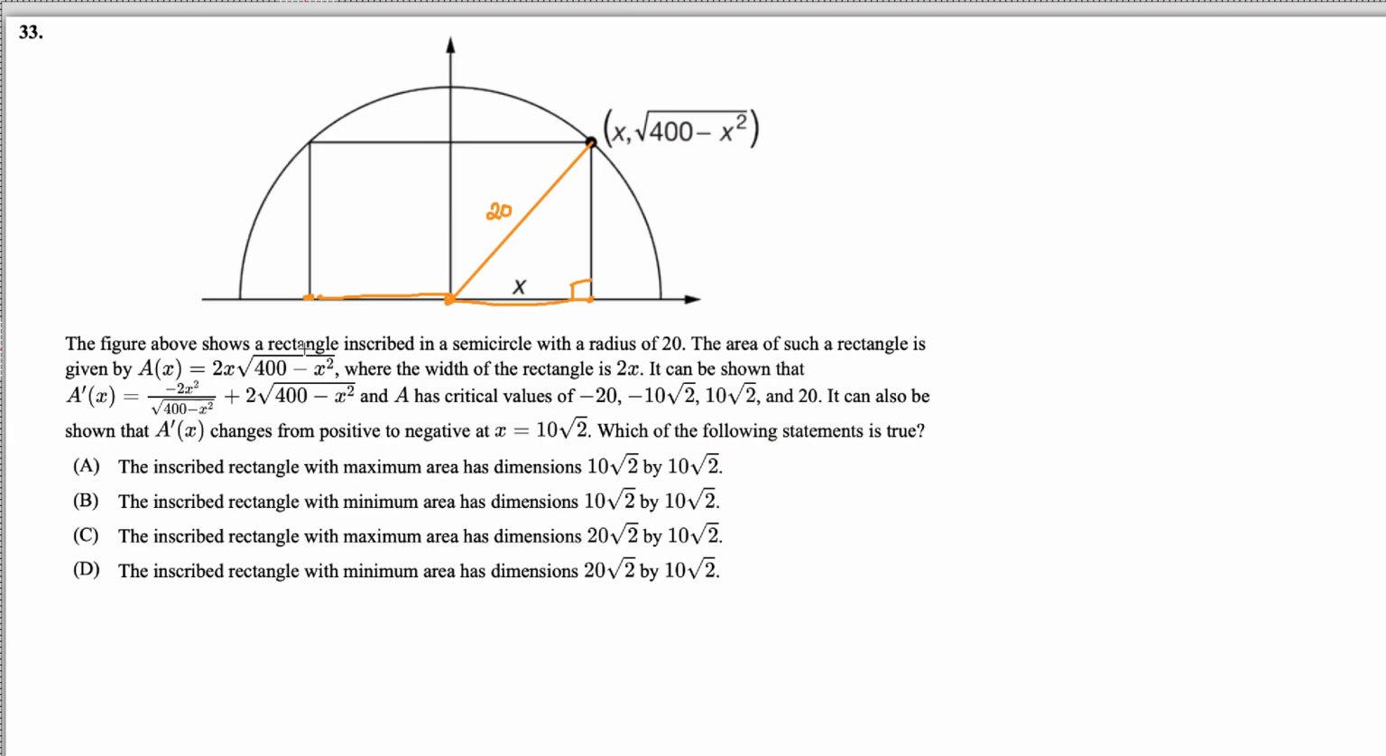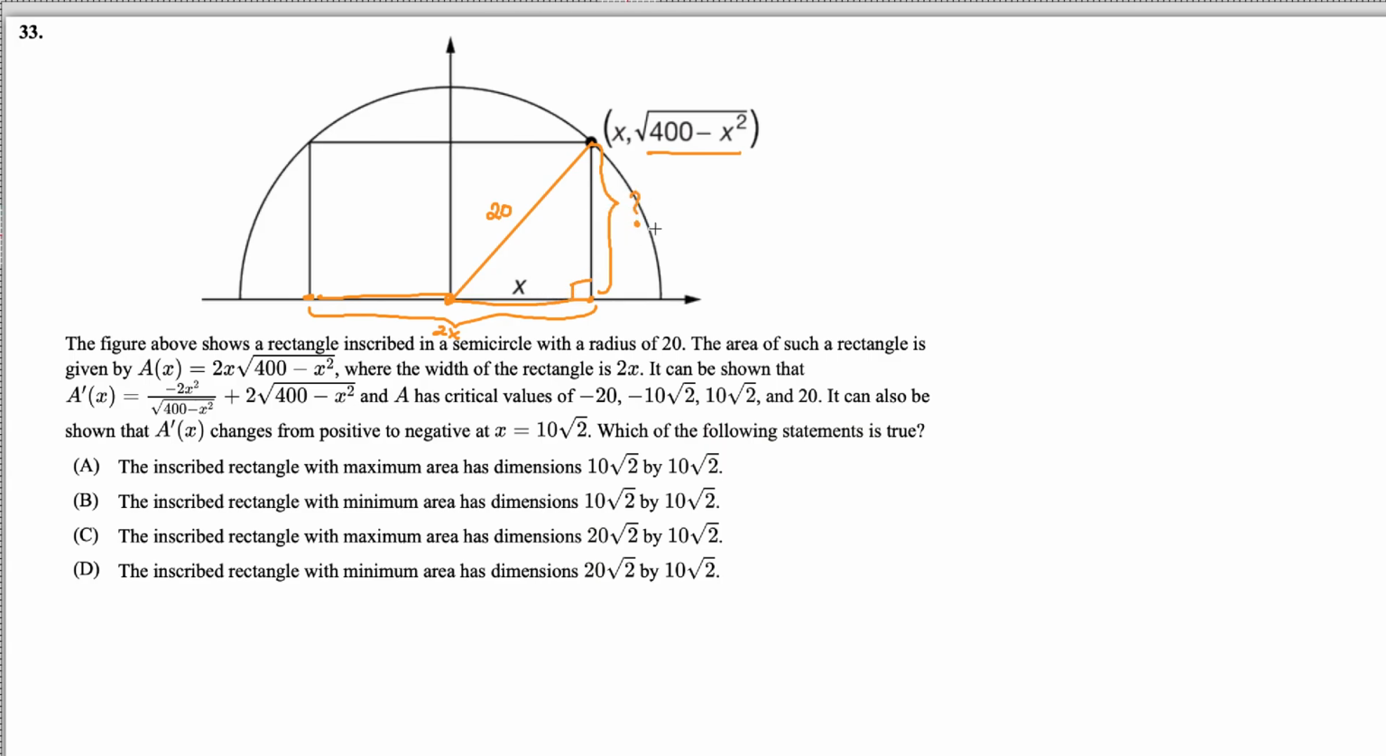Now, in order to get the area, you should see that, like I said, this length here is 2x, right? And now, if I want to get area, I need to know this length. And this length is given right here by this. But why is that true? That's true from the Pythagorean theorem, right?